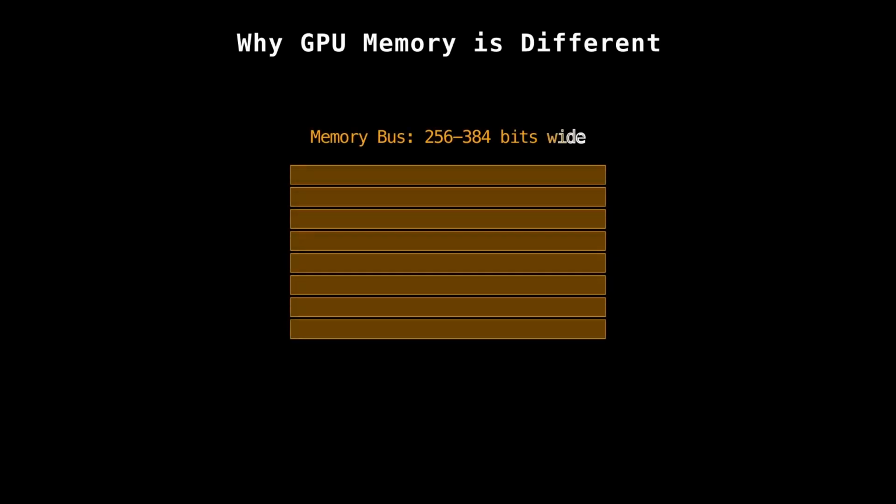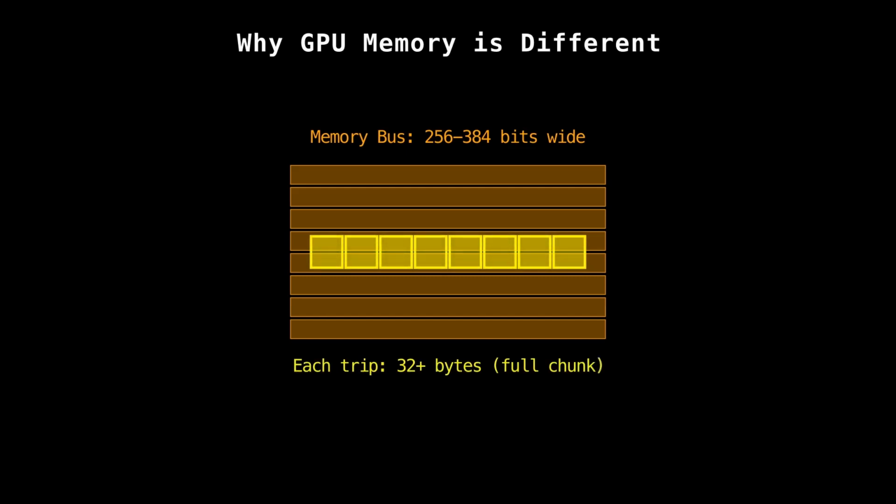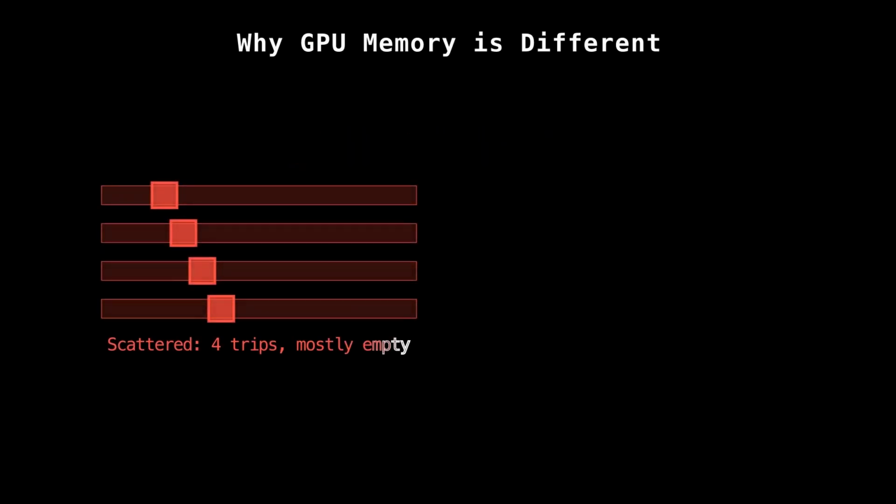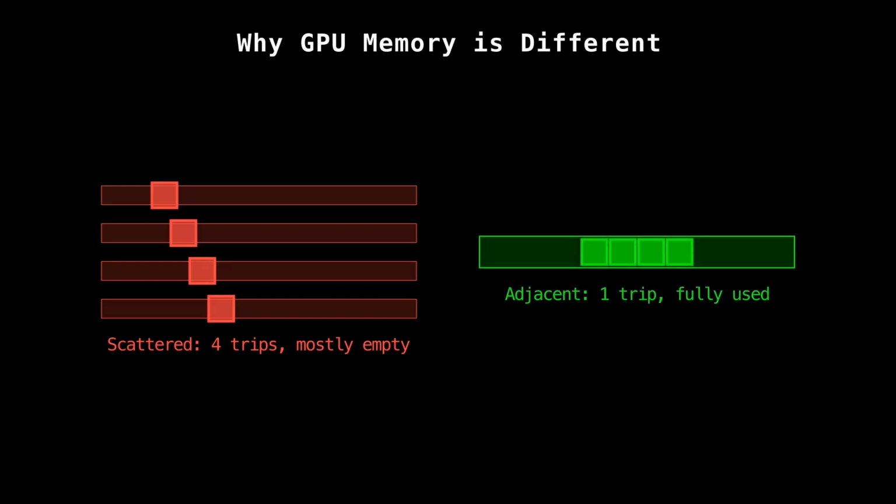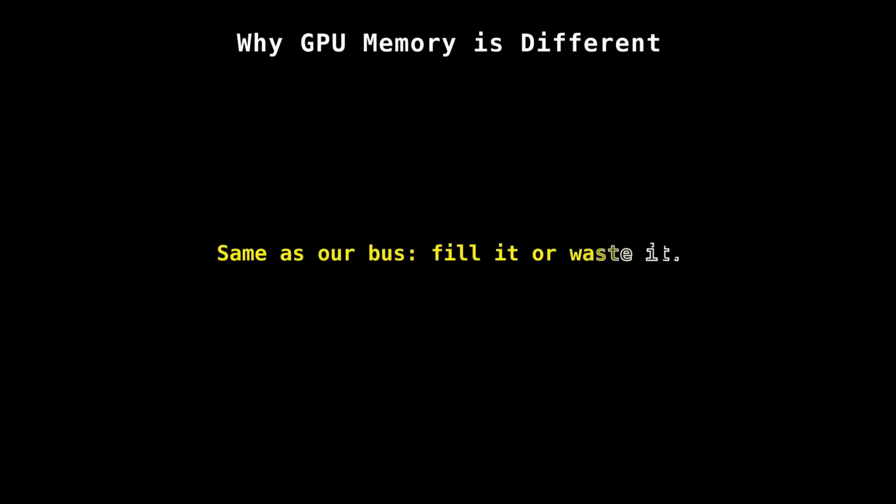That memory bus, it's wide, 256 to 384 bits, like a highway with tons of lanes. Each trip down that highway grabs a full chunk, 32 bytes minimum, whether you need it or not. Now imagine four cars, each in their own lane, each carrying one tiny package. What a waste. Now consider four packages in one car. That's efficiency. Now the same story goes for our data bus. Either fill it or waste it.